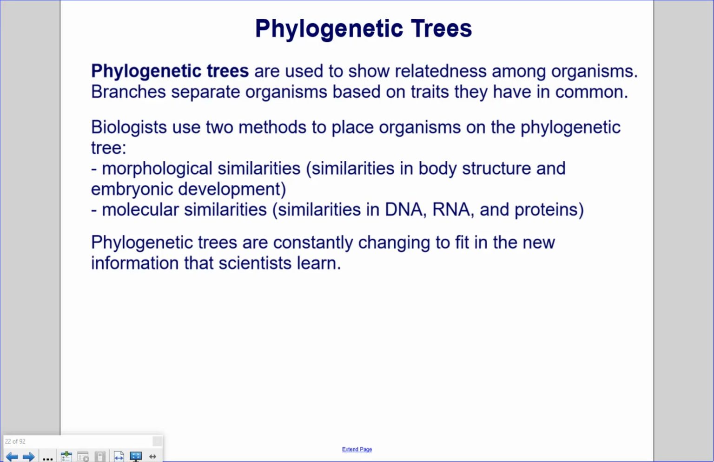Morphological similarities. These are similarities in body structure and embryonic development. And the molecular similarities. These are similarities in DNA, RNA, and proteins. Phylogenetic trees are constantly changing to fit in the new information that scientists learn.